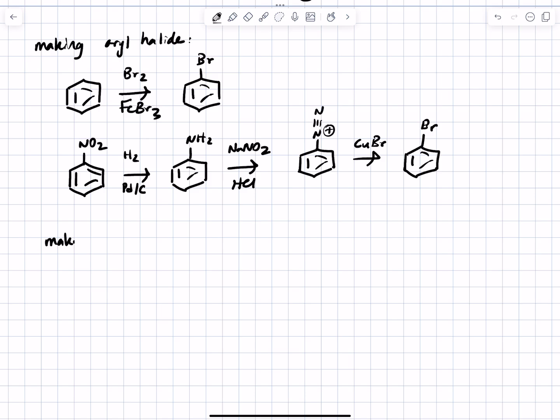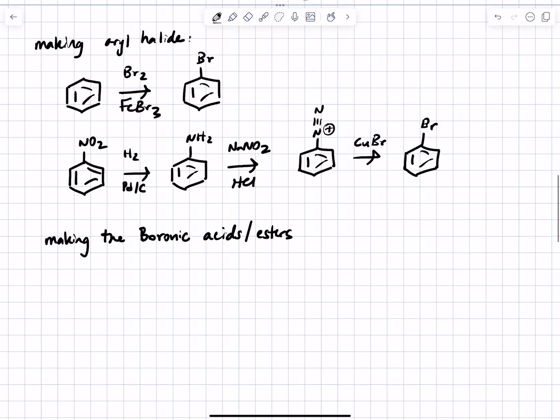Making the boronic esters is a little bit trickier, and so your text introduces a couple of ways to do that.